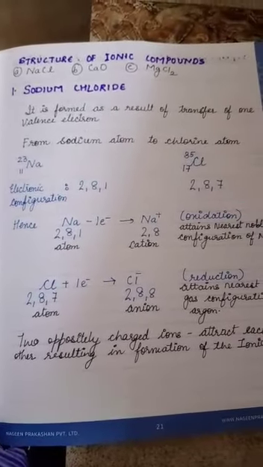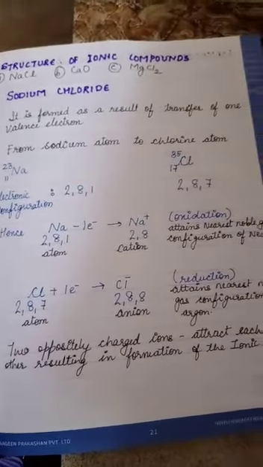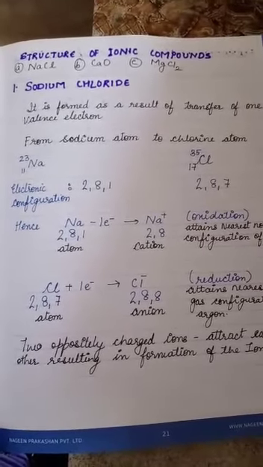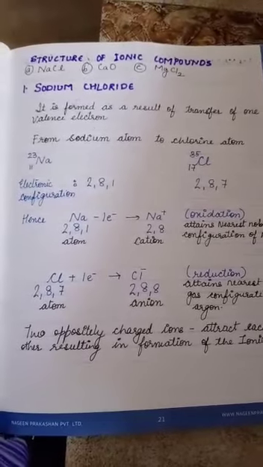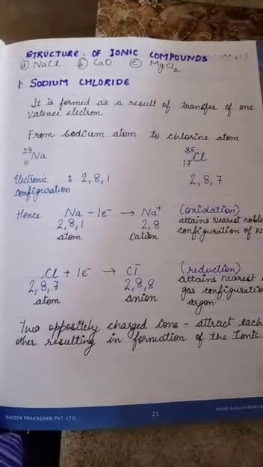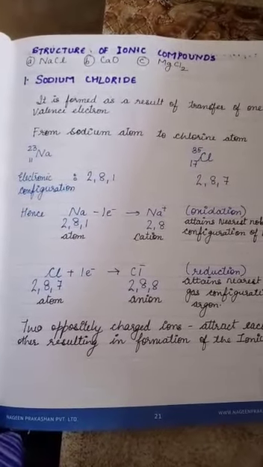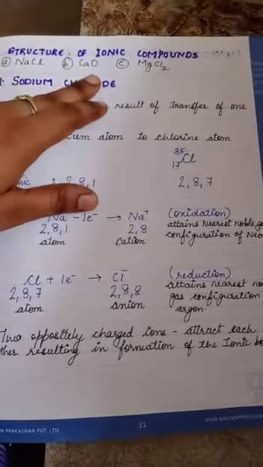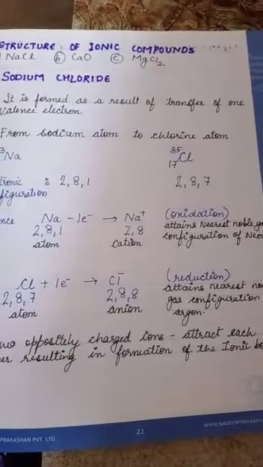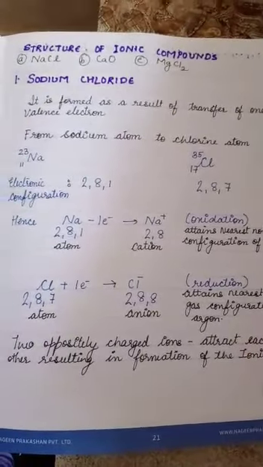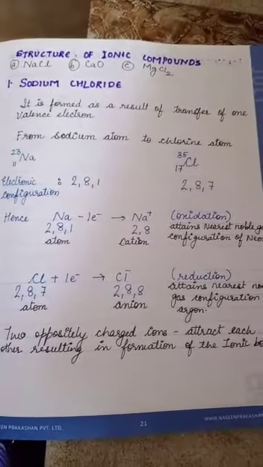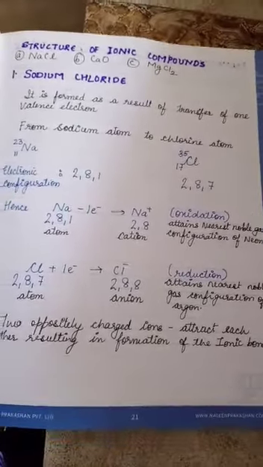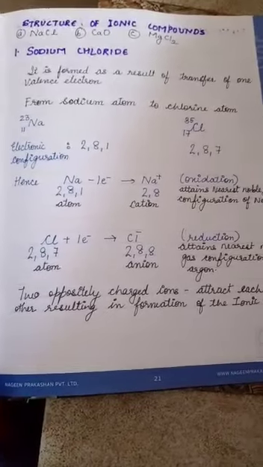In chemical bonding, I have told you what an ionic compound is, how they are formed, what metals and non-metals are. So here you have to see the structure of ionic compounds. In the structure of ionic compounds, we have to see only three: NaCl, CaO and MgCl2, sodium chloride, calcium oxide and magnesium chloride. In this case I have solved one for you and you have to solve the other two as it is.